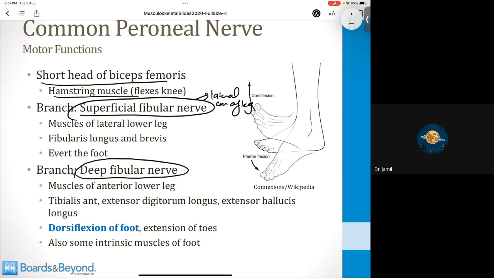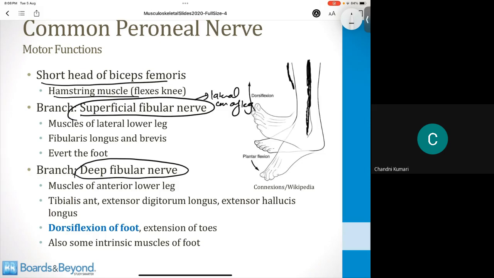So it's really simple to imagine. If I'm supplying the muscles at the lateral aspect, what do you think would be the function of those muscles? Inversion, dorsiflexion, or eversion? Eversion. That would be eversion. The dorsiflexion would be for the anterior one.